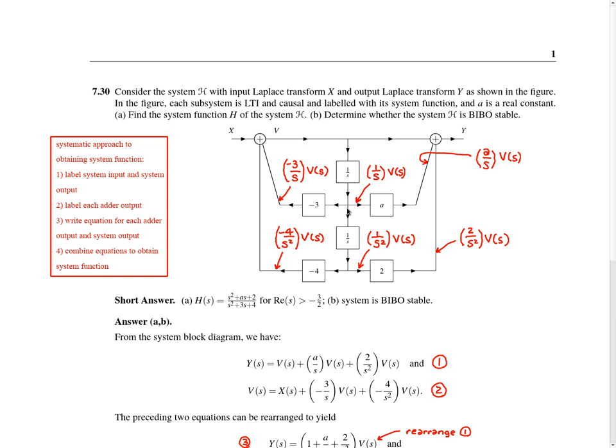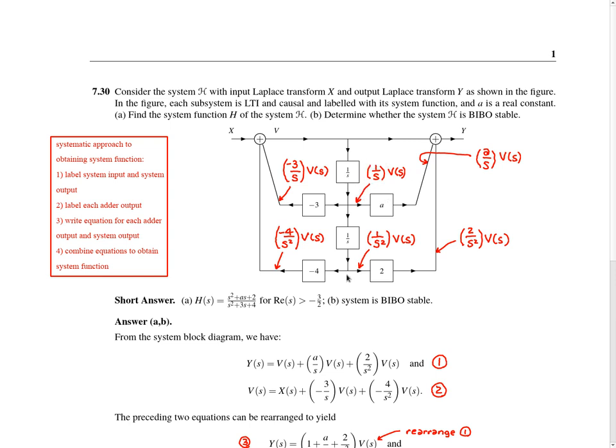First, let's consider this signal here in the block diagram. This signal is the output of an LTI system with system function 1 over s, where the input to this system is given by V. Therefore, the output of this system will be V times 1 over s, which is this formula here.